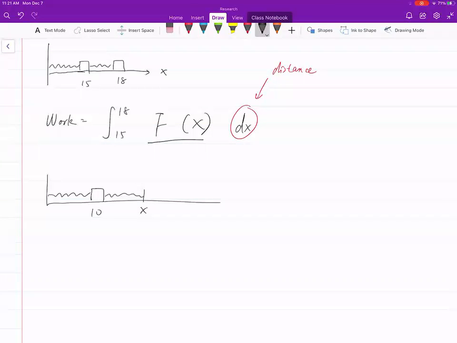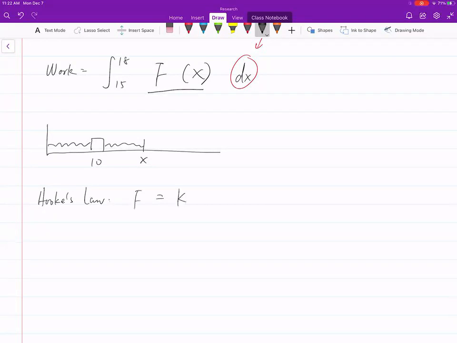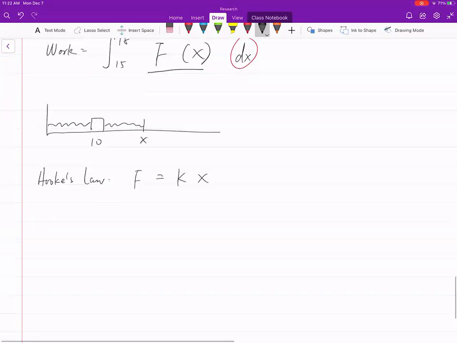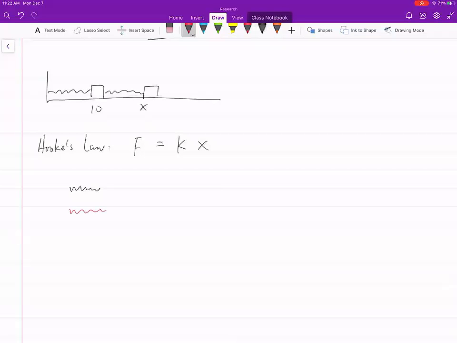Still okay? Do you know the force formula for the spring force? Something called Hooke's law. If no, it's fine. It's given by F equals kx. Okay, what is it? Well, let's think about it. The spring was originally like this. Now you stretch it to here.